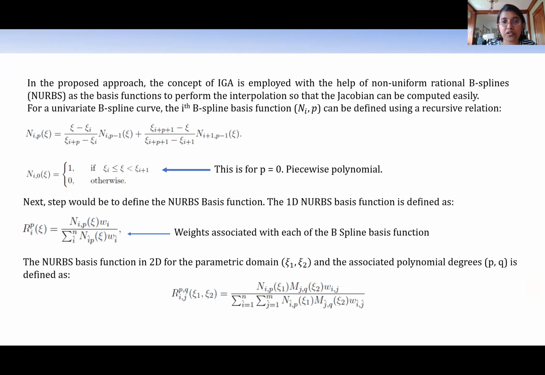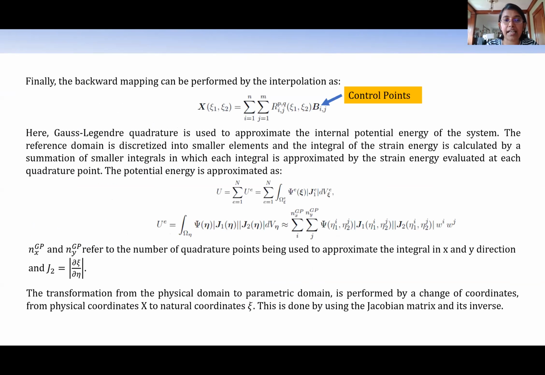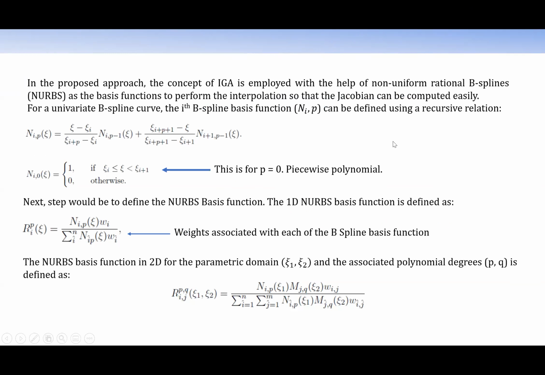Now, in this proposed approach, the concept of isogeometric analysis is employed with the help of non-uniform rational B-splines as the basis functions to perform the interpolation, so that the Jacobian can be computed easily. A brief introduction to NURBS basis functions and B-splines has been provided, how they have computed the basis functions, and how they are used. Here, they have used the Gauss quadrature formulation to approximate the integral of the total potential. There are lots of people who don't know IGA, so we spend a little time on what this is.